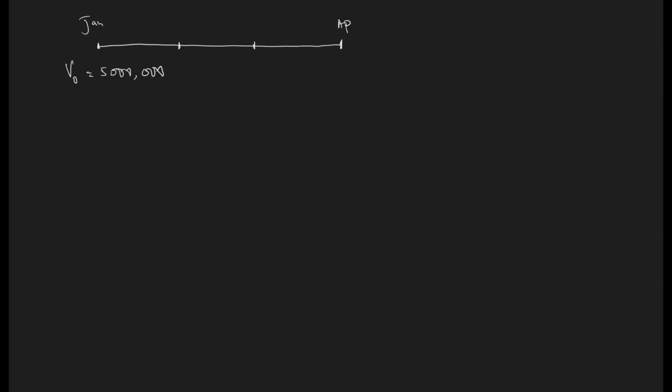Right? So we are at the end of January, so that's going to be February here. We're going to have March and the beginning of April. That just gives us 3 months.